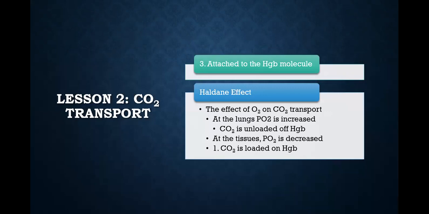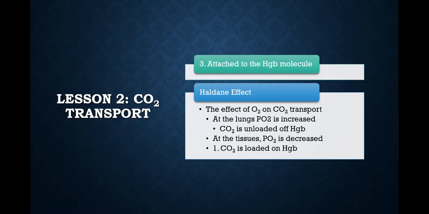Now, we talked about the Bohr effect, and the Bohr effect was the effect of CO2 on hemoglobin's affinity for oxygen. Well, the Haldane effect is the effect of oxygen on CO2 transport. That's called the Haldane effect. The Haldane effect is known as the effect of oxygen on how CO2 is transported. And they kind of give you a little breakdown that at the lungs, the PO2 is increased. CO2 is then unloaded off the hemoglobin, right? Because it's coming back to the body full of CO2. It's got to get released. So it's unloaded at the lungs.